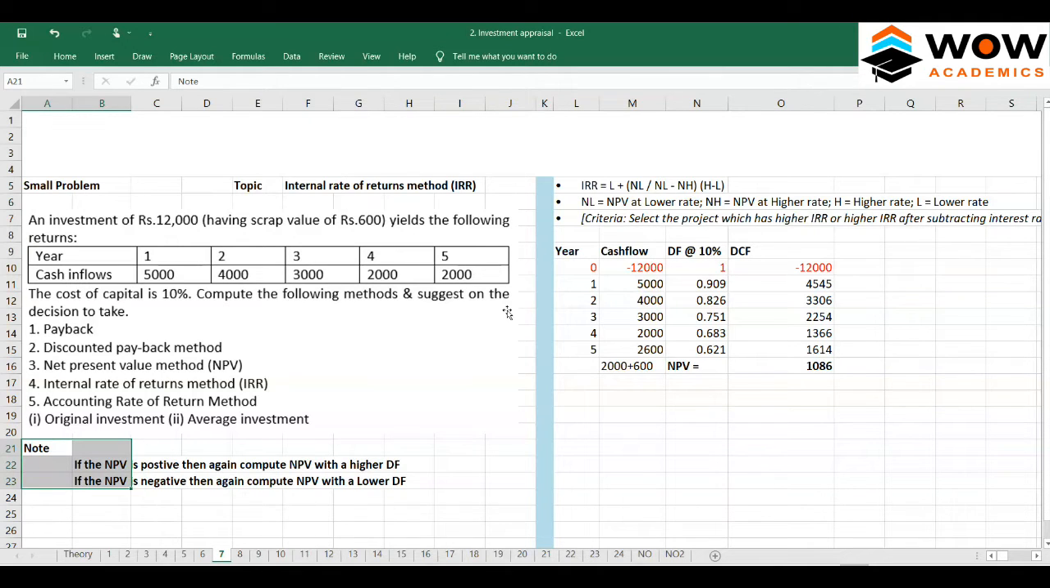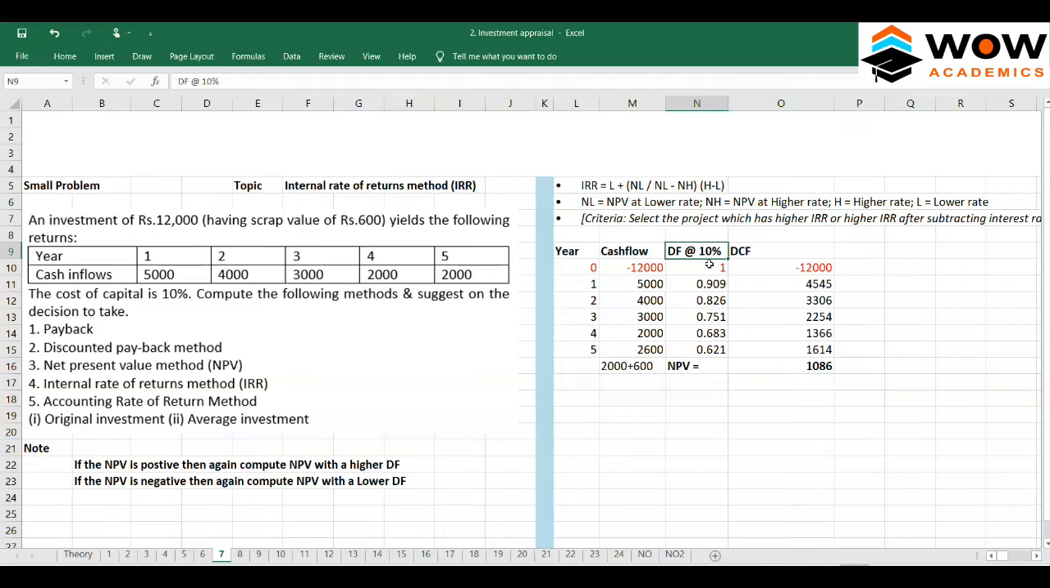We have already done an NPV. The first time you do an NPV, you have to do it with the discount factor mentioned in the problem. Definitely the problem will come with a percentage number, so you have to use that as the discount factor. For the second time, you have to see how the number is. The number is a positive NPV. As the NPV is positive, you have to again compute the NPV with a higher discount factor.